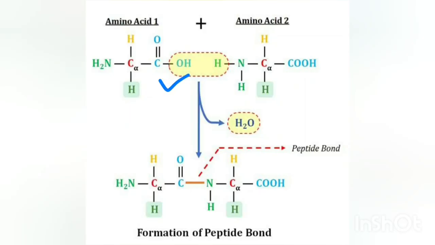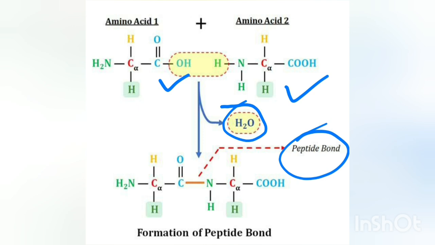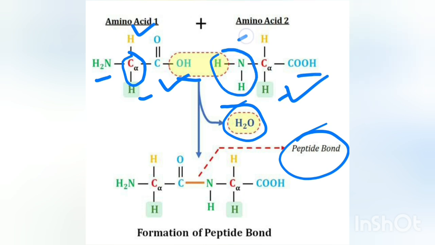So the carboxyl end of one amino acid and the amino group of the next amino acid join with each other, removing one molecule of water, forming a peptide bond. So the structure of amino acid: one alpha carbon atom in the center, then one hydrogen atom, one side chain, amino group, and COOH, that means carboxyl end. It is the structure of one amino acid. And similarly another amino acid with amino group, carboxyl group, one side chain, and hydrogen atom.